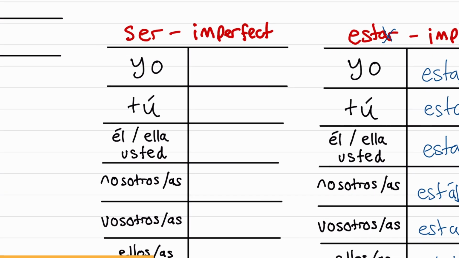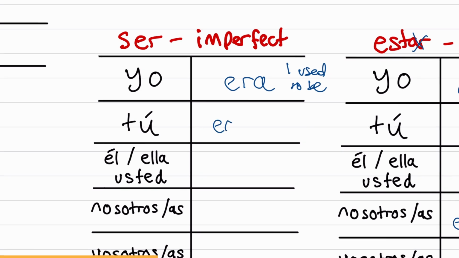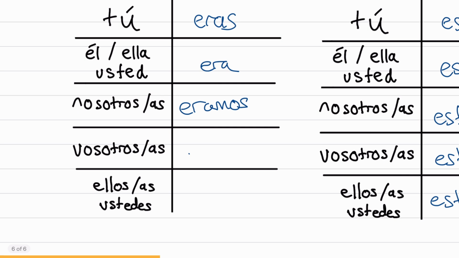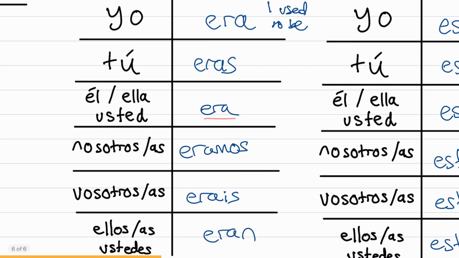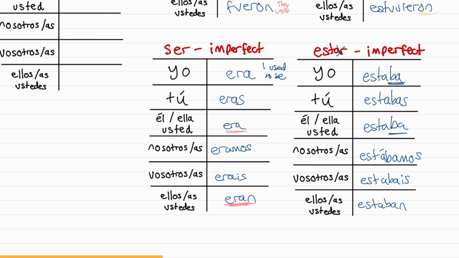This is where it gets a little bit awkward, a little bit tricky to learn. First one is era. Era means I used to be. Or almost like I was as well, but in English we often say used to for the imperfect sort of tense. So era, then you can go eras, era, éramos, erais, and lastly eran. And you would have used era and eran a lot in your writing, 90 word questions and stuff. If you've been writing Spanish at all, you would have used these verbs quite a lot.